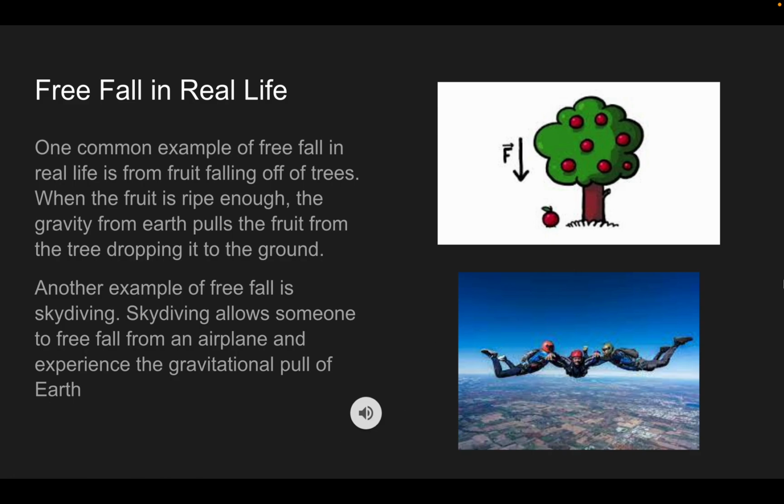Some ways that we experience free fall in real life is from fruit falling off of trees. Because of gravity, the fruit separates from the tree and falls to the ground. Another example of free fall is when people go skydiving. They're experiencing free fall before they pull their parachutes. You're experiencing the gravitational pull of Earth, which is exactly what is happening when we talk about an apple falling from a tree or different weighted objects falling.